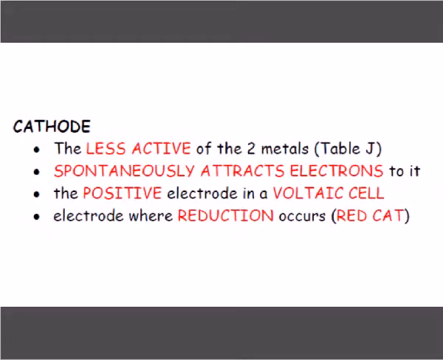All right, so guys, the cathode. Here's how you identify the cathode from the anode. The cathode is less active. So you're going to see the two metals. You have to use table J. The cathode is the less active of the two metals on table J. They spontaneously attract electrons to the positive electrode in a voltaic cell. And this is again the electrode where the reduction occurs. Remember, red cat.